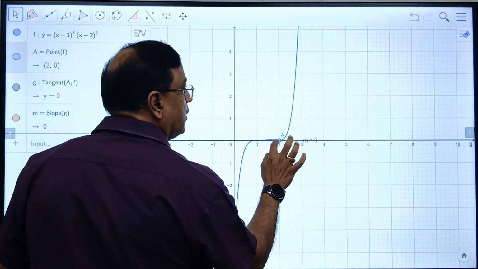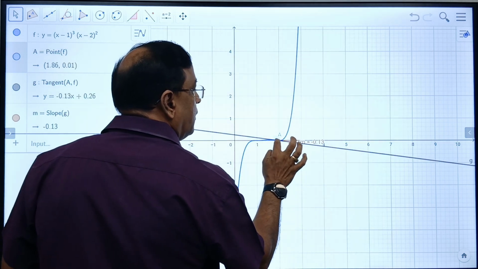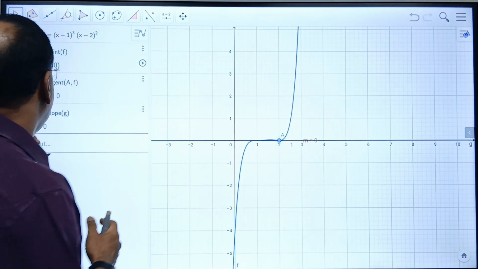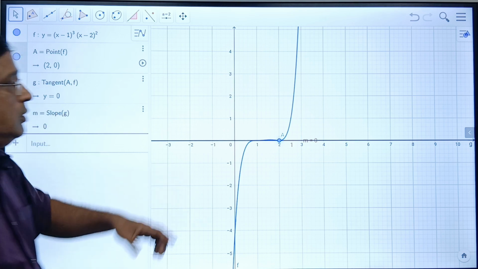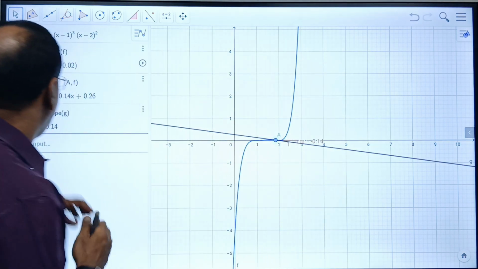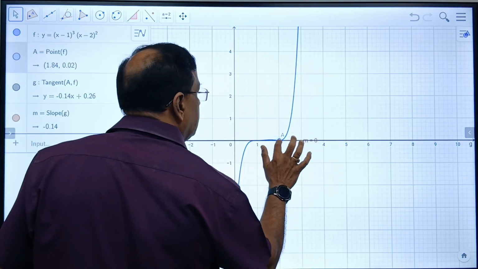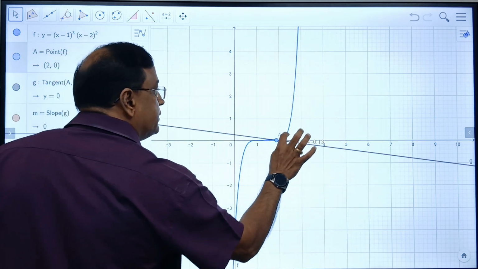So from where to where is it negative? From 1.6 to 2, it is negative. Can you see it? 1.6 to 2, it is negative. Therefore, function is decreasing. And then at 2, dy by dx is 0. And then again it starts increasing.